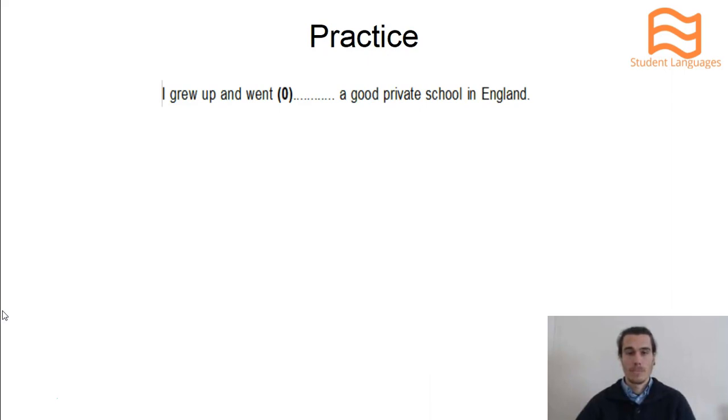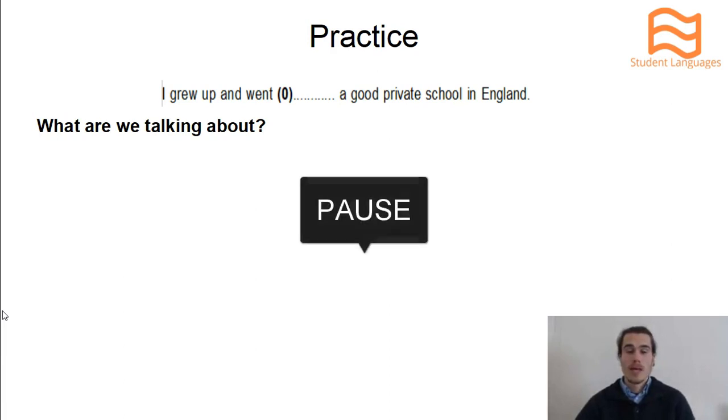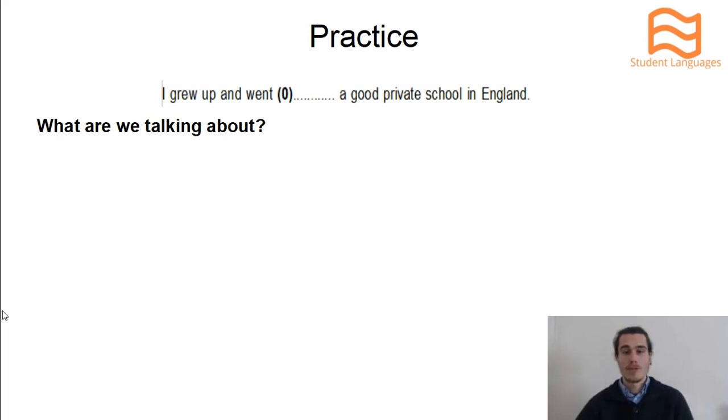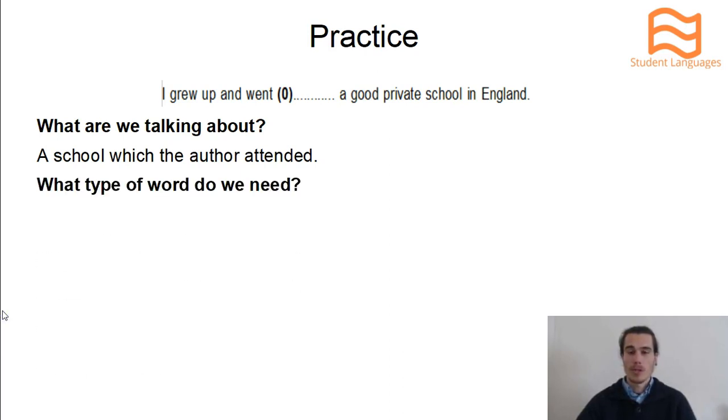Okay, so in this example sentence, what are we talking about? And you can pause this video and think about this question, and when you're ready, click play and I'll tell you the answer. Okay, so we are talking about a school which the author attended. What type of word do we need? We need a preposition.